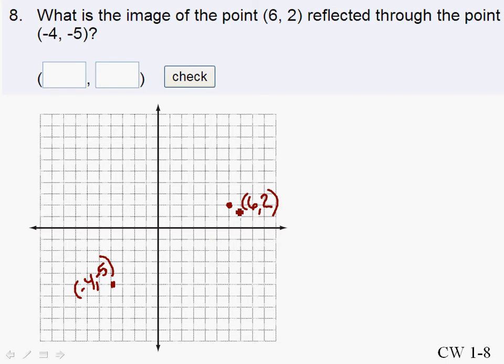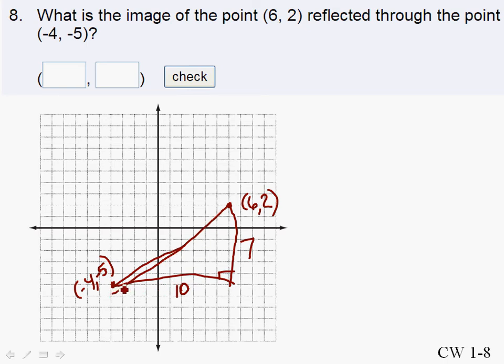We're going to take a look at this. The easiest way to notice the pattern is that this is a triangle. Sorry, my lines aren't perfectly straight. This is a right triangle. So the distance from here to here, so the distance from 2 to negative 5 is 7. The distance from here to here, so from positive 6 to negative 4, is 10. So we are going down 7 and over 10.